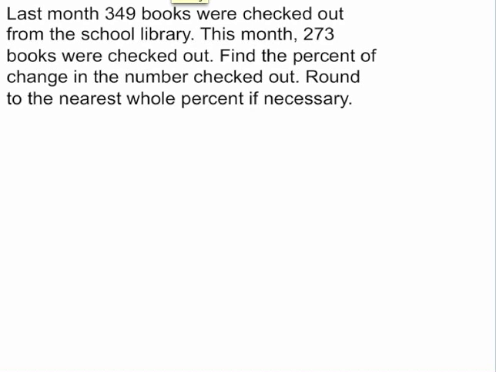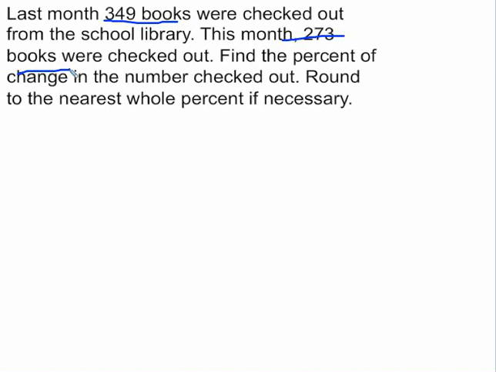Last month, 349 books were checked out from the school library. This month, 273 books were checked out. Find the percent change in the number checked out and round to the nearest whole percent if necessary. So I can look at this and I already know that my answer should be negative because this is a decrease. So let's get our values and start working this problem out.